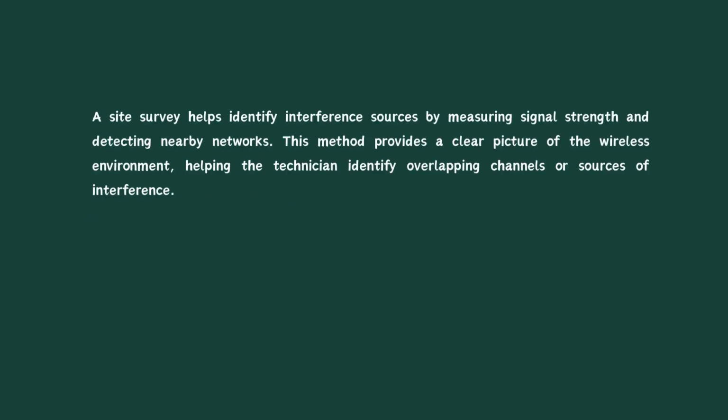A site survey helps identify interference sources by measuring signal strength and detecting nearby networks. This method provides a clear picture of the wireless environment, helping the technician identify overlapping channels or sources of interference.